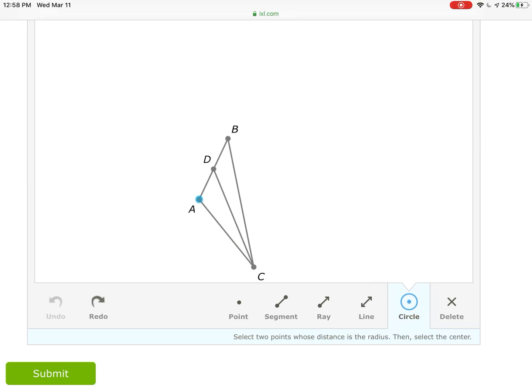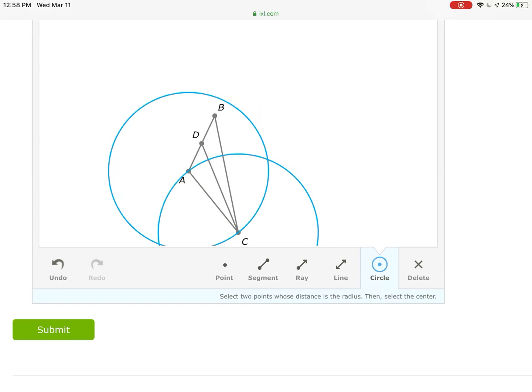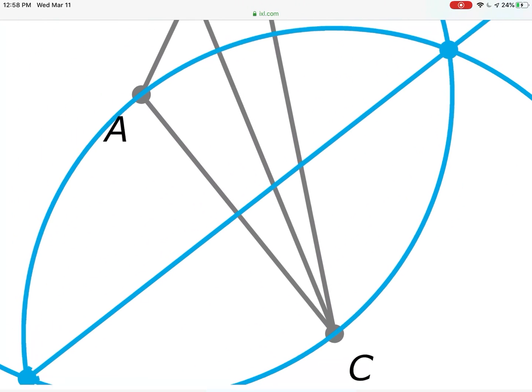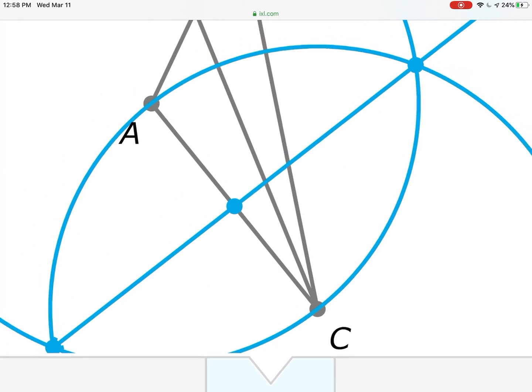So we go to A, draw a circle from A to C, plot it at C, and take another circle from C to A, plot it at A, and then we're going to take the line tool and connect the dots between the 2 intersections. So that makes that point right there the midpoint of side AC.